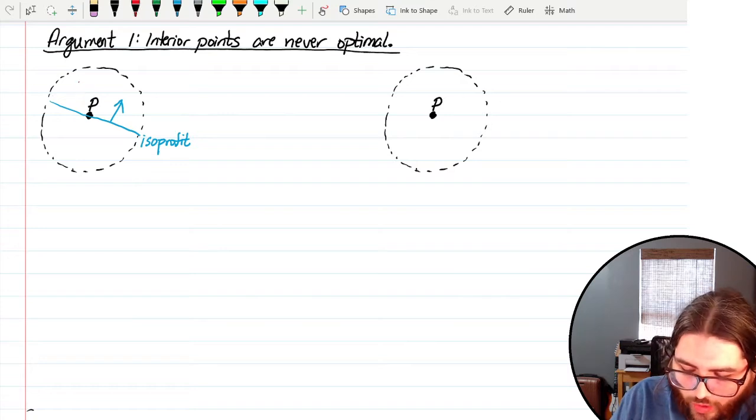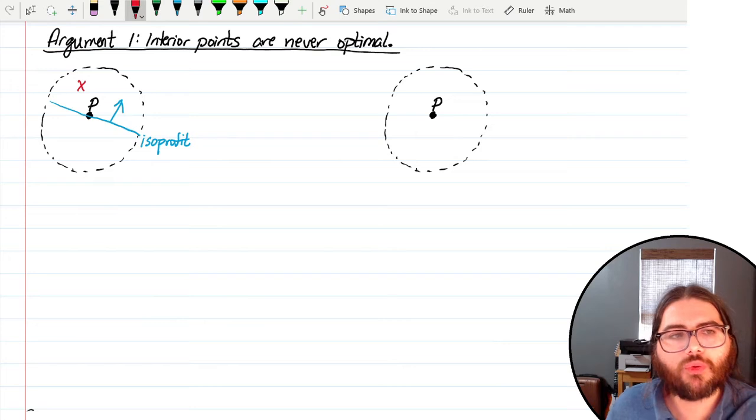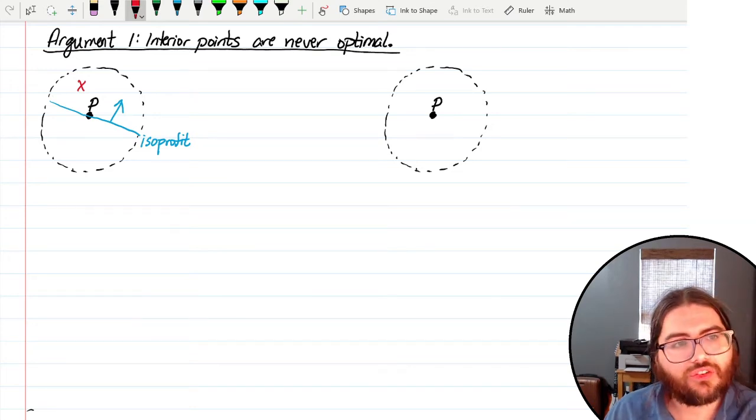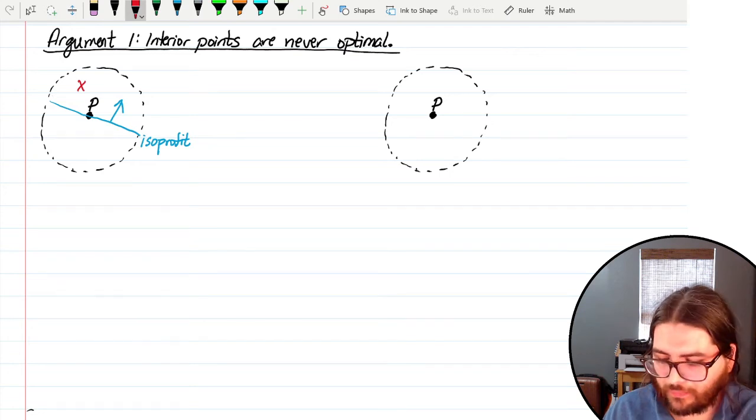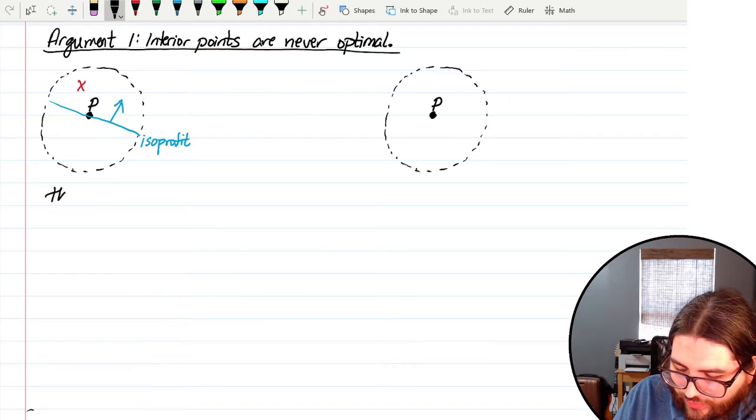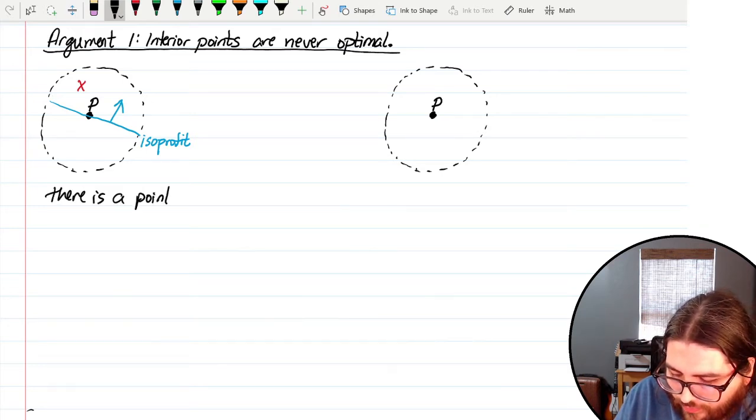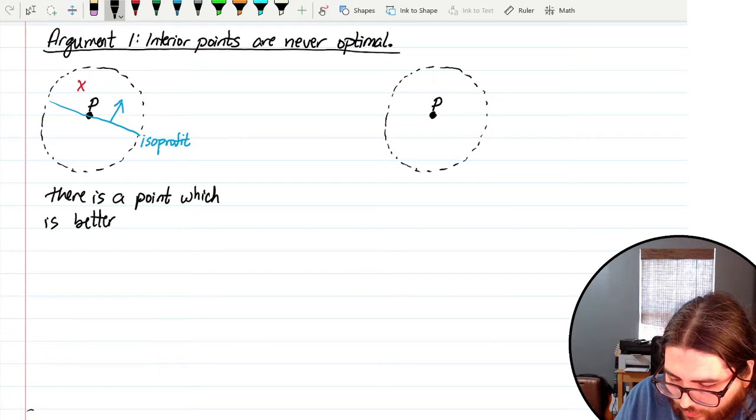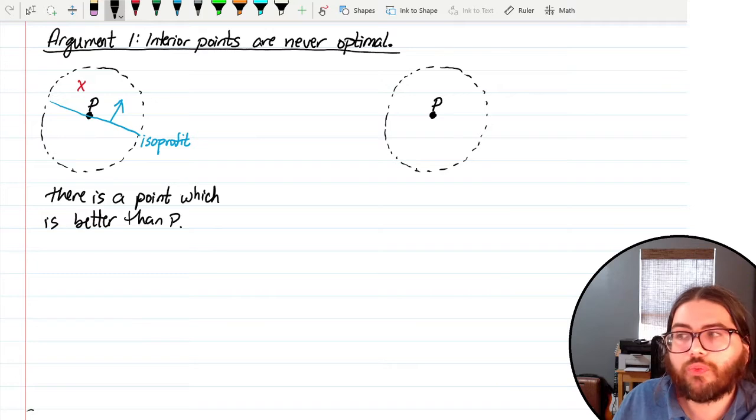I've marked just one of them, but you can imagine that the same argument could be repeated for any of the points in this half circle, right? And so what this means is that there is a point which is better. There is a point which is better than P.